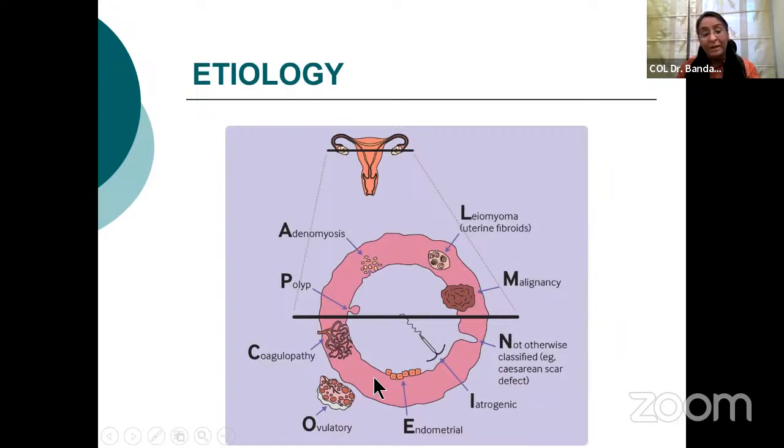The other ones are COEIN, C-O-E-I-N: coagulopathies, ovulatory DUBs, endometrial problems where there is hormonal imbalance. Iatrogenic can be because of IUCDs or some medications, and otherwise non-classified, which includes cesarean defects. And this is a very common factor now, cesarean scar defects, which can cause menometrorrhagia, that means irregular menstrual bleeding. So if we remember this diagram, that is PALM, P-A-L-M, and COEIN, which the FIGO has also given, we will never ever miss out any cause for an abnormal uterine bleeding.